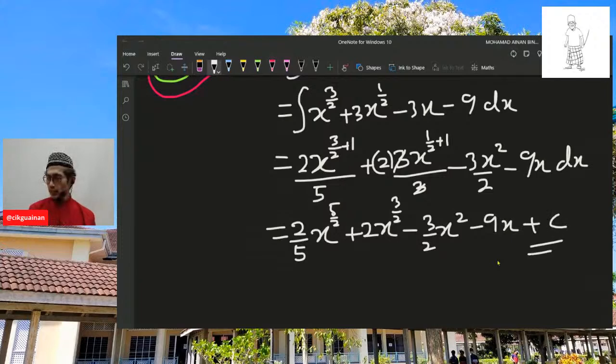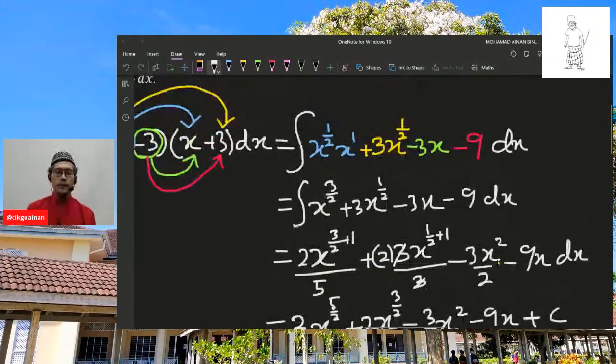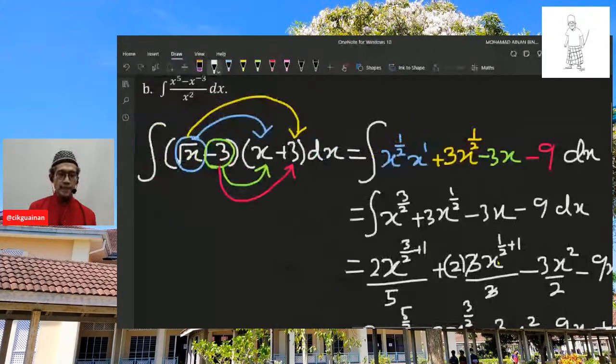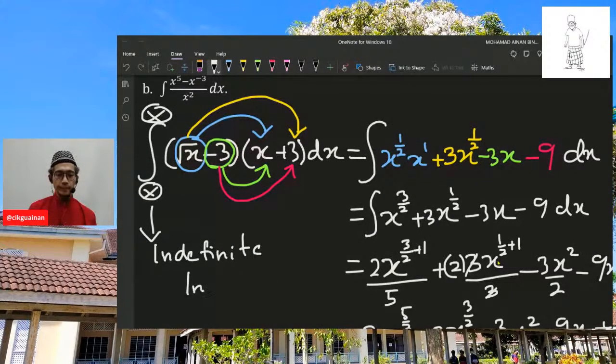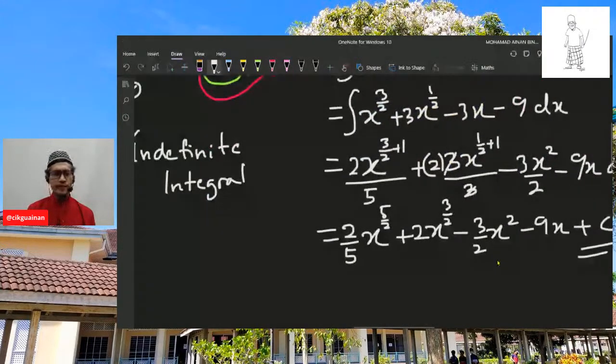Don't forget c. Why we have to put c? Because as I said earlier in the question, we don't have limit over here. No limit plus c. Because no limit means we are doing indefinite integral. Okay. Now, I guess we've done with the first part.